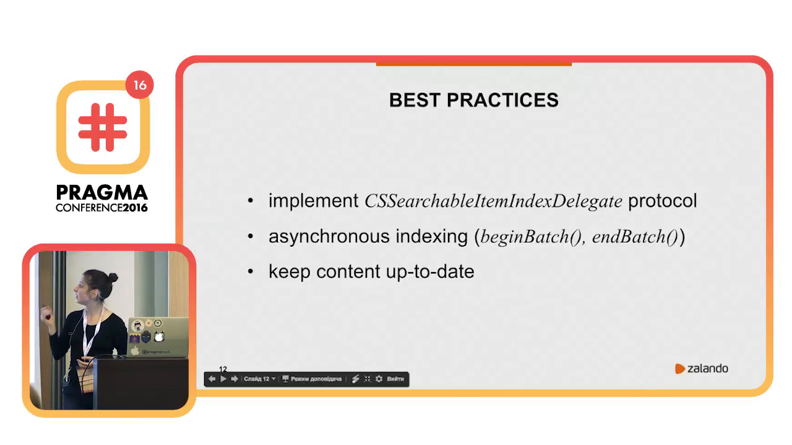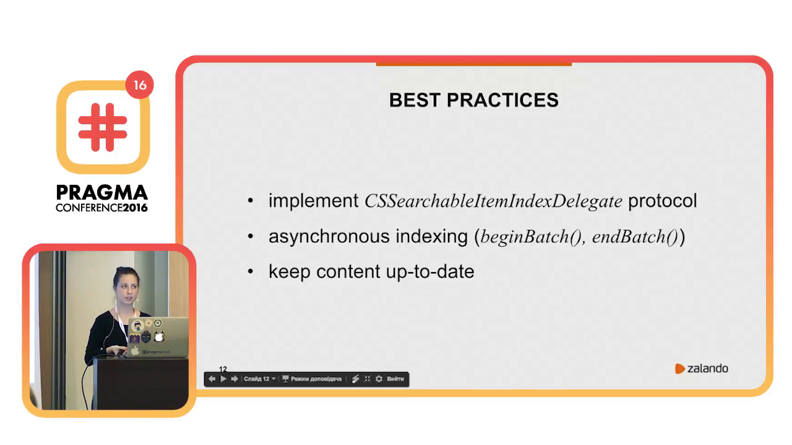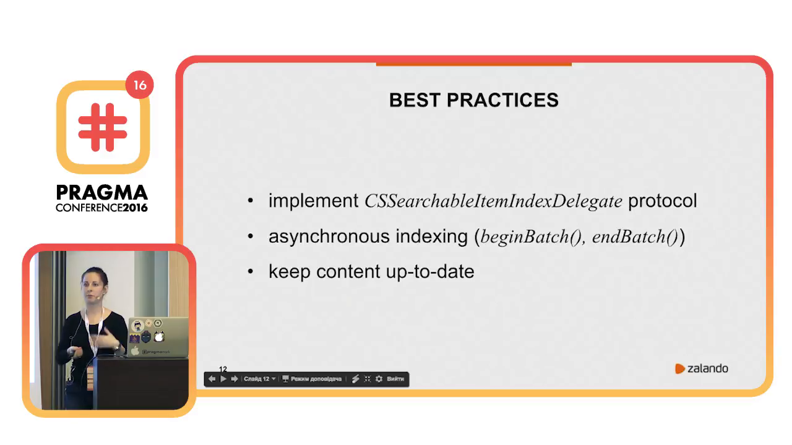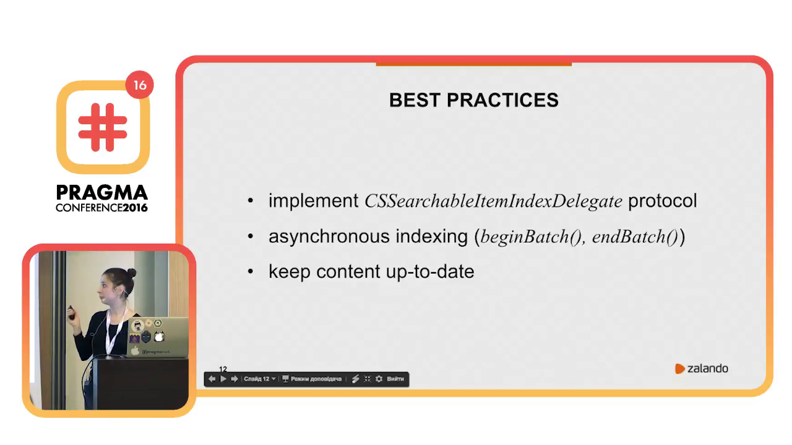So you will lose this opportunity. This delegate is actually a search extension that will work after your application crashed and will continue to index items even if your application is not live anymore. So please pay attention to this. Also, indexing should be asynchronous. You put the indexing block between begin batch and end batch, and between that, everything happens in the background. So if you index 1,000 items, please use this in the background.